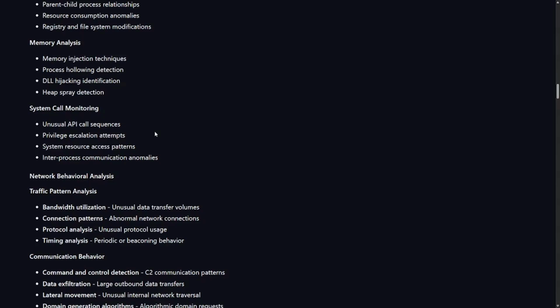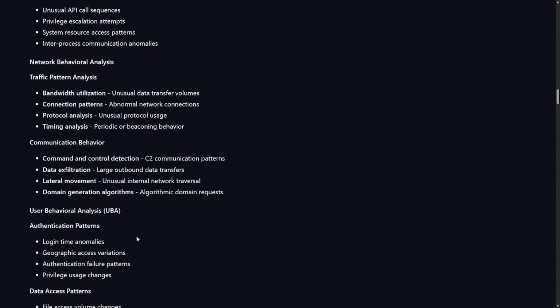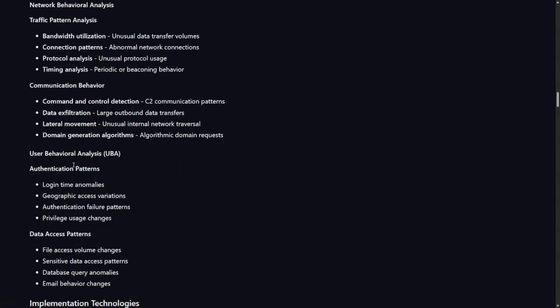system call monitoring. We have unusual API call sequences, privilege escalation attempts, system resource access patterns, inter-process communication anomalies. Network behavioral analysis, right? Traffic pattern analysis, bandwidth utilization. They're analyzing that traffic, connection patterns of normal network connections, unusual protocol usage, periodic or beaconing behavior, right? Communication like with a C2 command and control server, data exfiltration, large outbound data transfers, lateral movement, unusual internal network traversal, domain generation algorithms, algorithmic domain requests.